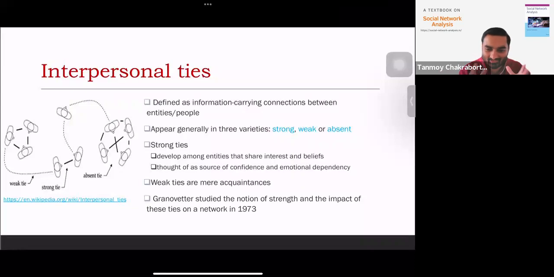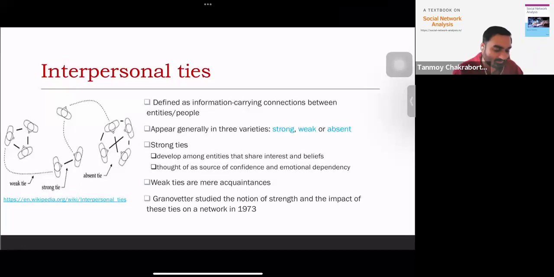Your strong ties, your close friends, would not tell you about any opportunities which may have arisen in other industries, whereas your weak ties from other industries would help you move from TCS to another company, for example, right?